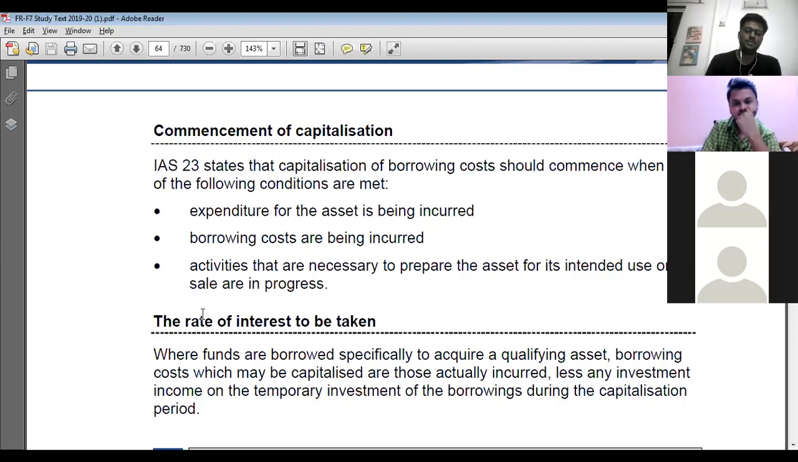Okay. So if a builder is borrowing a loan, and the builder is constructing a building, but that building is taking a period of, say, 2 years of time, so that interest cost will be added as a part of cost of inventory. वो cost क्या हो जाएगा? Building के value में add हो जाएगा. वो अलग से finance cost नहीं कहलाएगा.